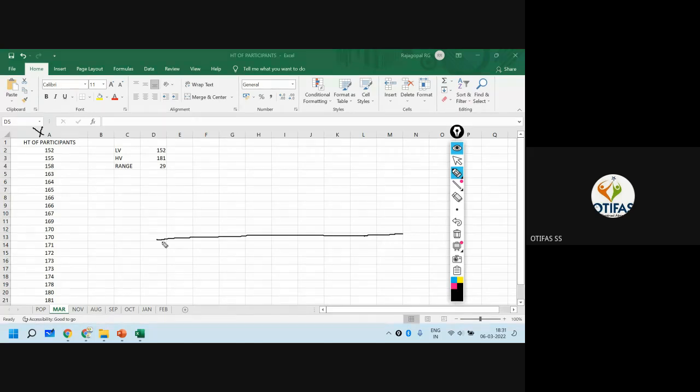X-axis. So in the X-axis, what is the lowest value? 152. And what is the highest value? 181. And what is the difference between lowest and highest? 29. 29 centimeter. 152 centimeter, 181 centimeter. Now, did you get this very simple information, three pieces of information about your data set?